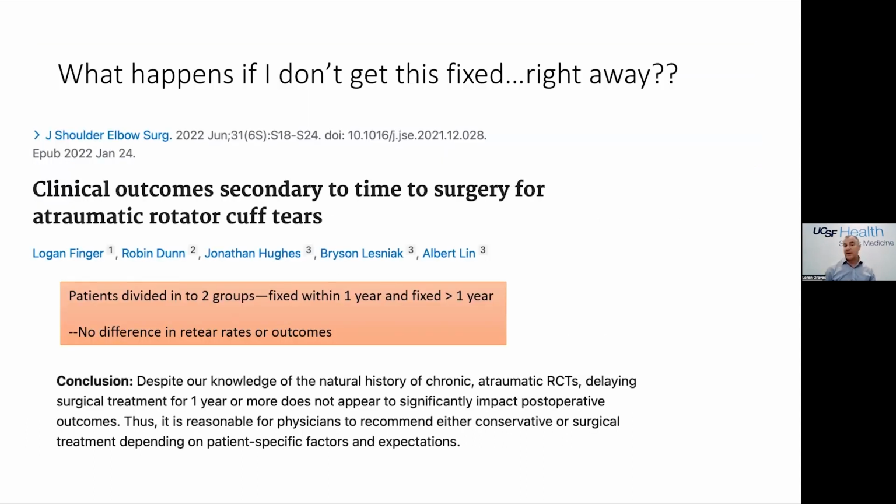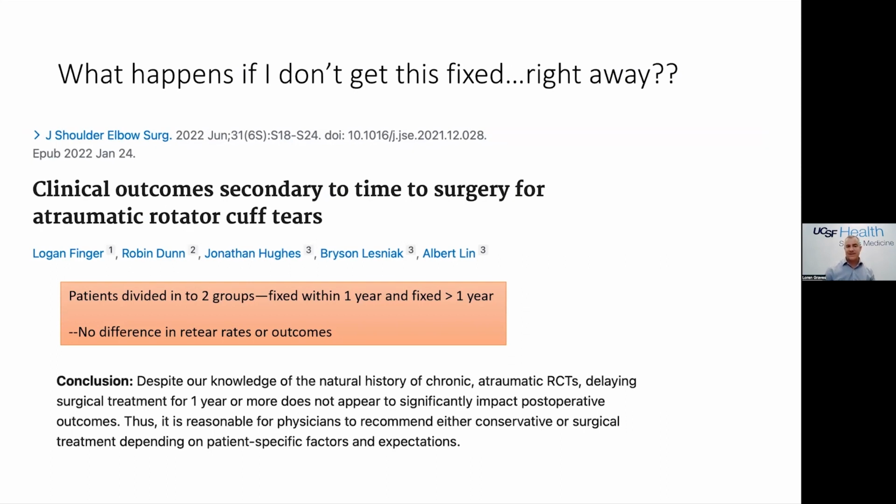Now, what happens oftentimes is patients want to know, well, gosh, I know I've got this rotator cuff tear. I want to get it fixed, but I'm really just too busy. And this happened particularly with COVID, when we also had a fair amount of forced delays. So Albert Lin and his group in Pittsburgh did this really nice study where they divided patients into 2 groups, fixed within a year and fixed between 1 and 2 years. And what they found was that there was no difference in re-tear rates or patient-reported outcomes.